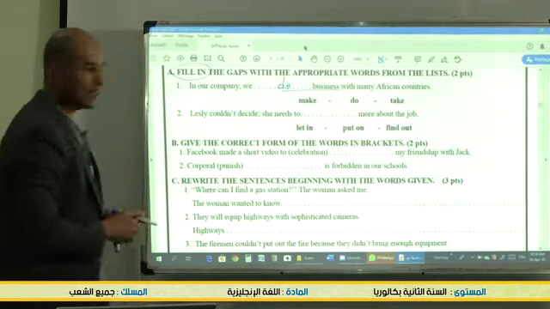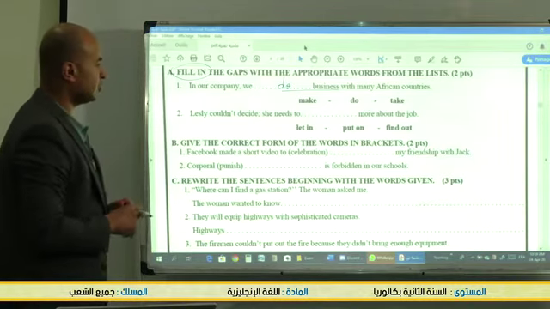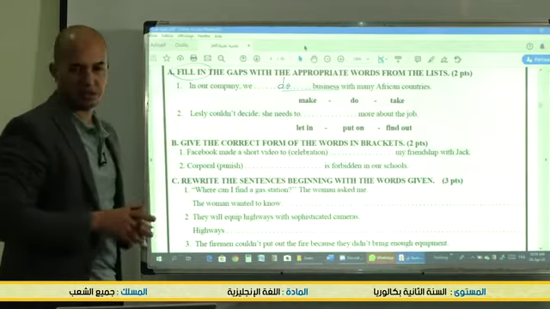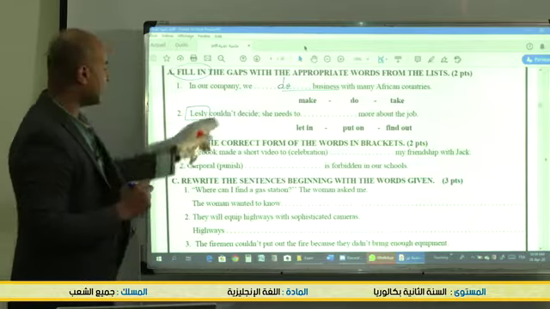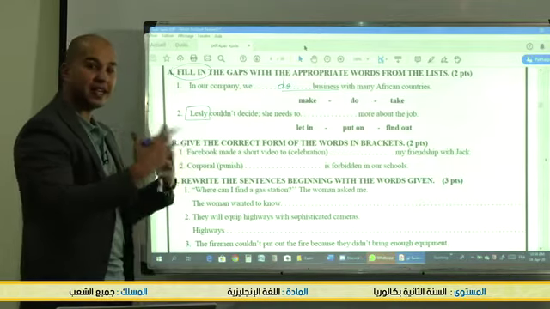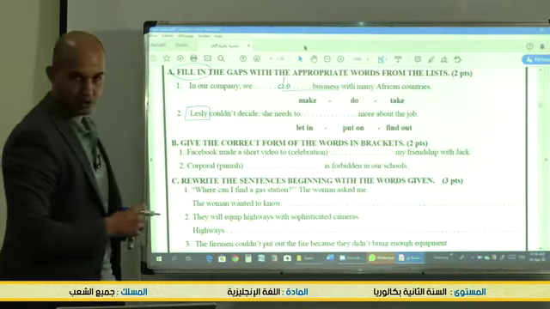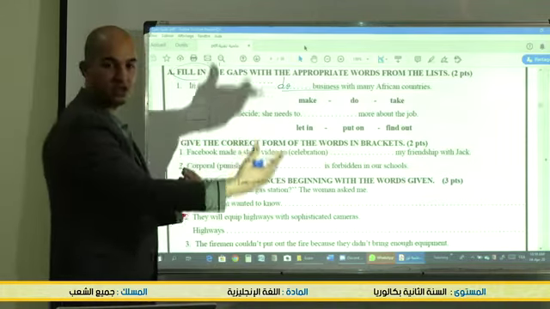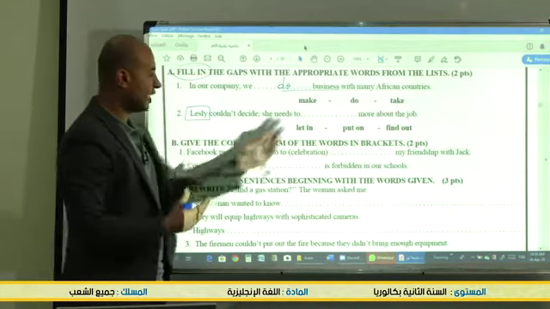Number 2, Leslie could not decide. She needs to more about the job. So we have a person, her name is Leslie, and Leslie had a problem. She could not take a decision. She could not make a decision. She needs to about the job. So she wants to take a decision about the job, but she needs to let in.